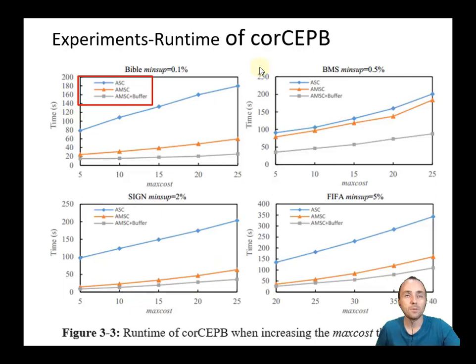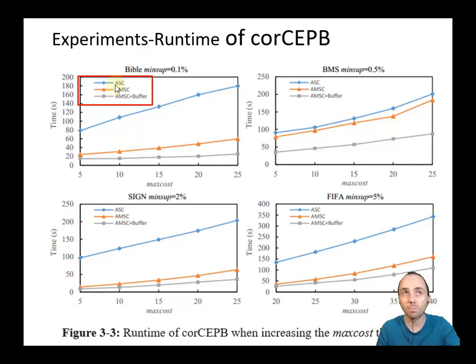Okay, so we did some experiments to evaluate the two algorithms. The first experiment is about the runtime, to see the speed. We want to see whether our algorithm with the optimization or the new lower bound on the cost will be faster or not. We used 4 sequence databases that are used in the literature about sequential pattern mining: Bible, Sign, BMS, and FIFA. We changed the max cost parameter to see how it influenced the speed of the algorithm.